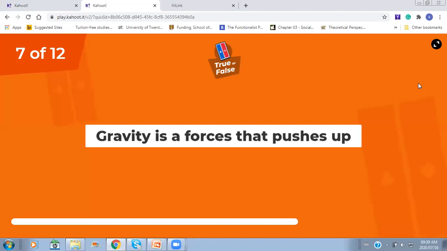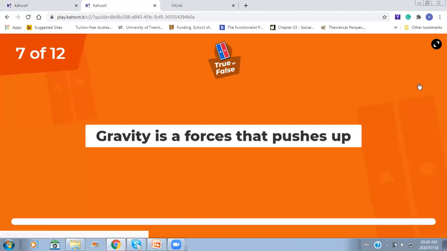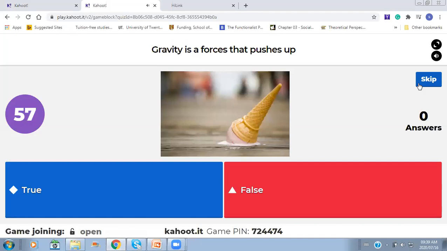Gravity is a force that pushes up. True or false? Yes, the clock is ticking. Let's see who are those.